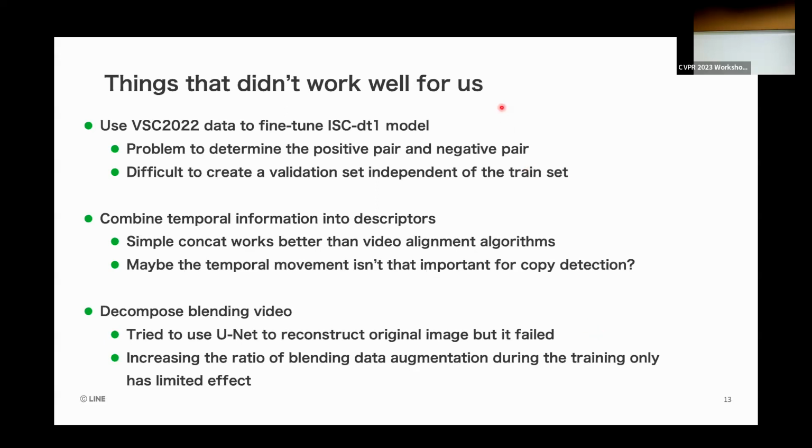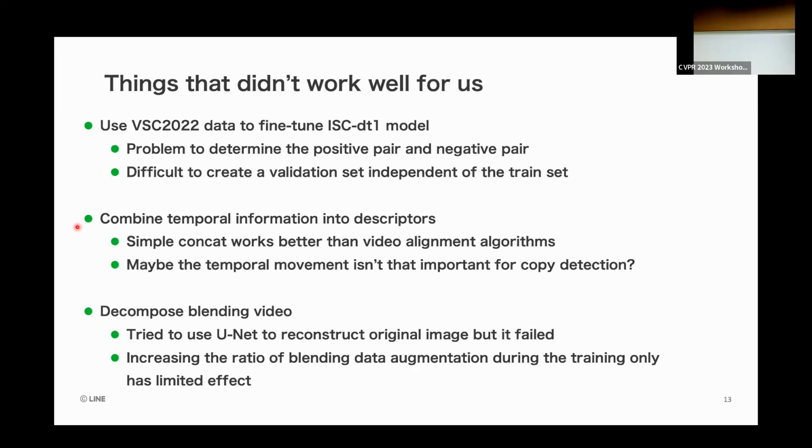Finally, I'm gonna talk about some things that we tried but didn't work well. The first one is to use the challenge dataset to fine-tune the ISC-DT1 model. A problem is we can't find a good solution to determine the positive pair and negative pair for video inputs. And we also find it difficult to create a validation data set that is independent of the training data set.